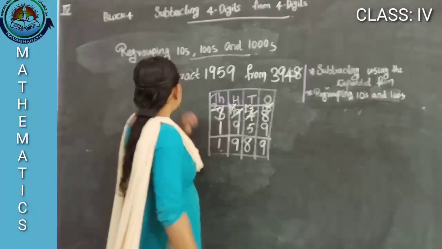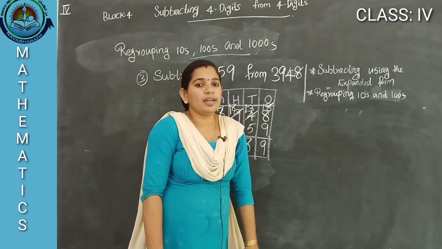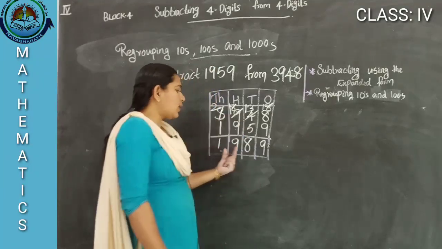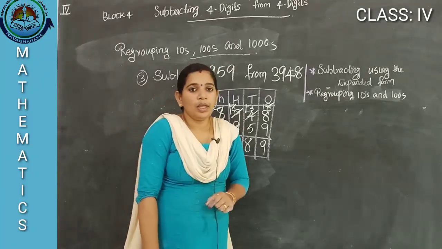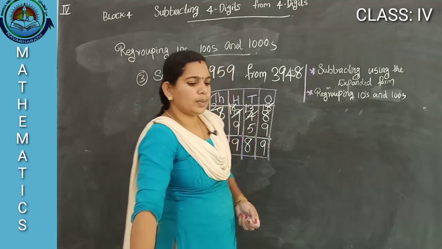So what is the answer? Subtract 1959 from 3948. 1989. Okay, we'll discuss some problems from your textbook and workbook.